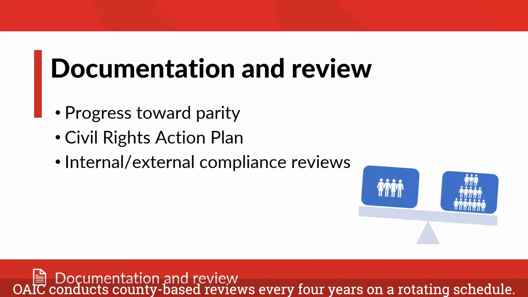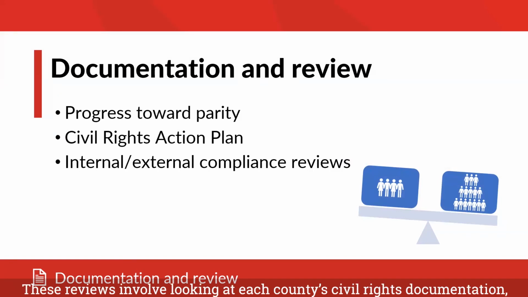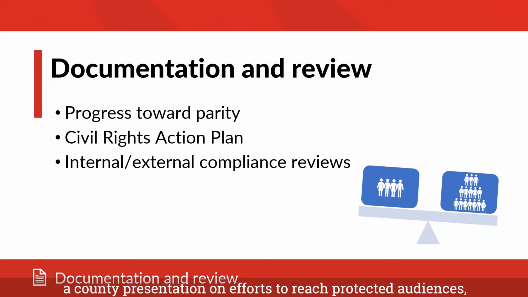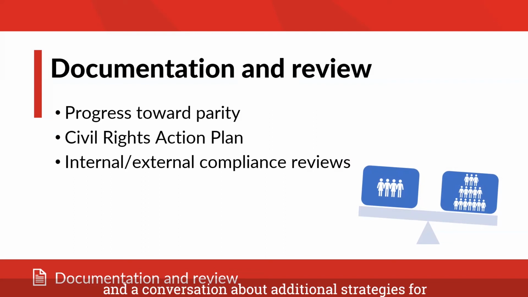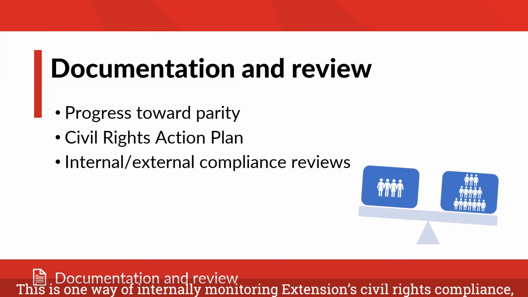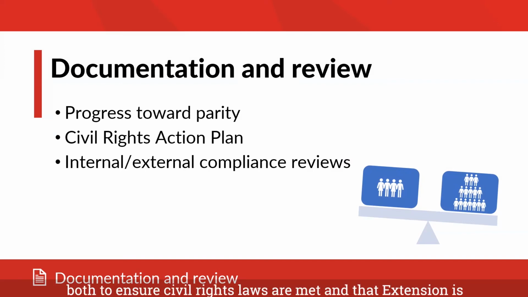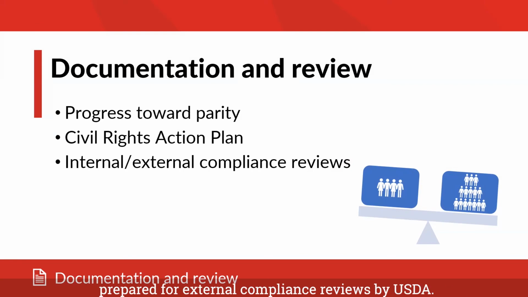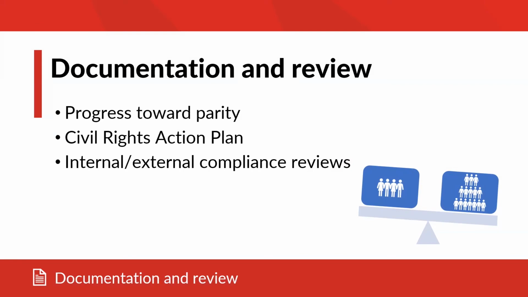OAIC conducts county-based reviews every 4 years on a rotating schedule. These reviews involve looking at each county's civil rights documentation, a county presentation on efforts to reach protected audiences, and a conversation about additional strategies for providing equitable programming. This is one way of internally monitoring Extension's civil rights compliance, both to ensure civil rights laws are met and that Extension is prepared for external compliance reviews by USDA.